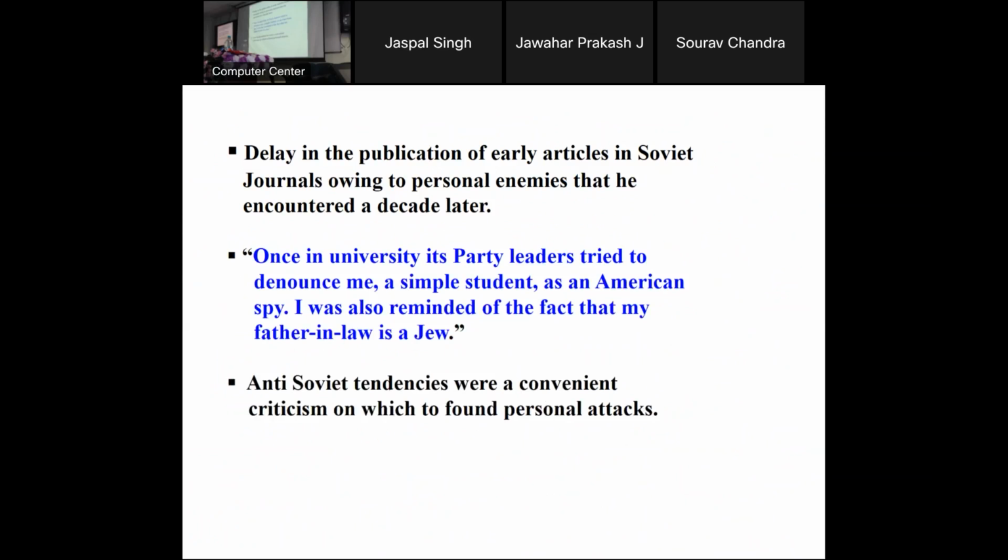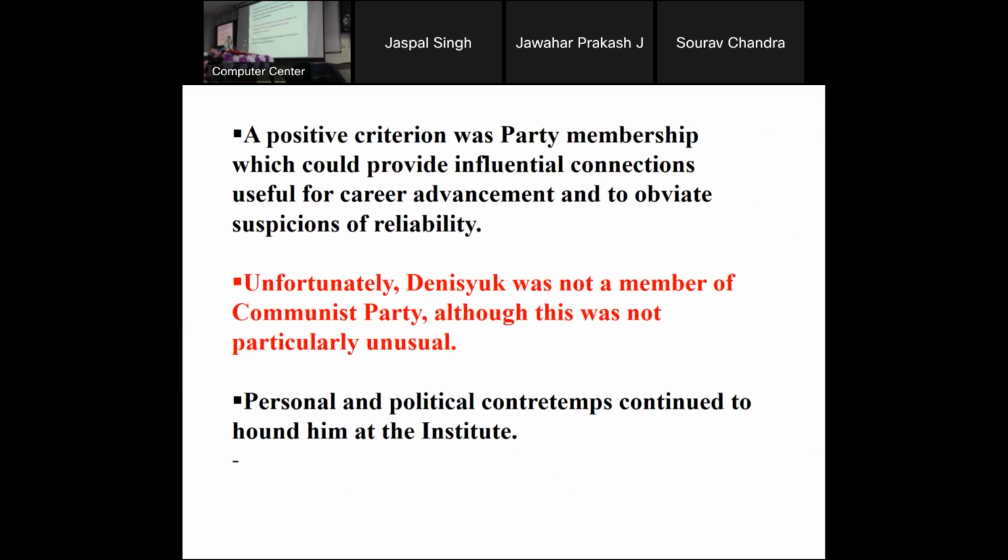The publication of his early papers in Soviet journals was delayed due to personal enemies. Once at the university, his party leaders tried to denounce him, calling his friend an American spy. He was also reminded that his father-in-law was a Jew. Anti-Soviet tendencies were a convenient criticism on which to base personal attack. The positive criterion was party membership, which could provide influential connections useful for career advancement and obviate suspicion of reliability. Fortunately, Denisov was not a member of the Communist Party, although that was not particularly unusual.